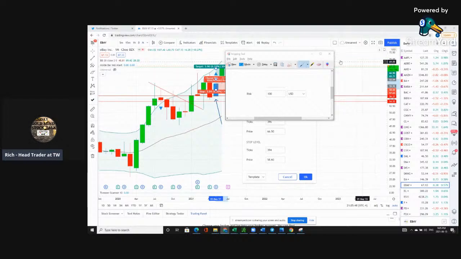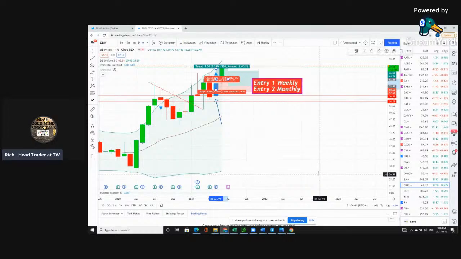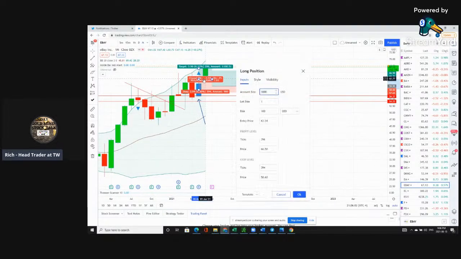But anyways, the risk section is the most important part. So right here is what you need to put in based on your account size. If you're doing 10K, let's say your maximum risk is $100. So you're going to put in $100 here and hit OK. Now, when you go to your setup, you see right here it says quantity. Quantity 25. That means that's how many shares you're allowed to buy. That's it. If you buy more than 25 shares, you will lose more than $100.